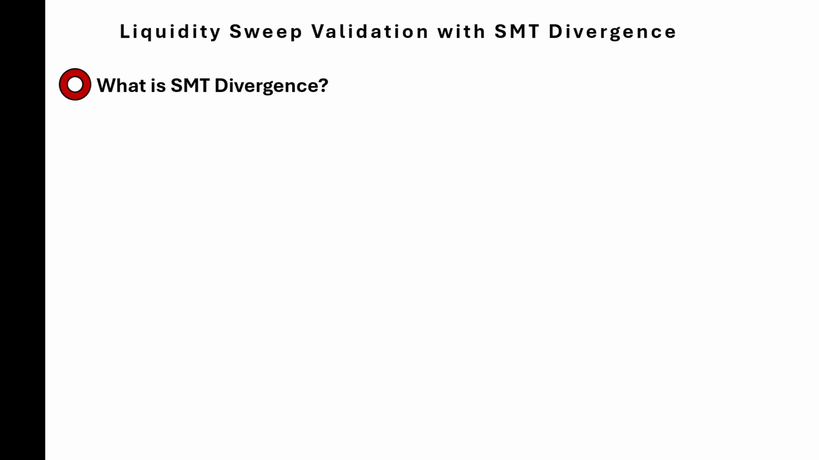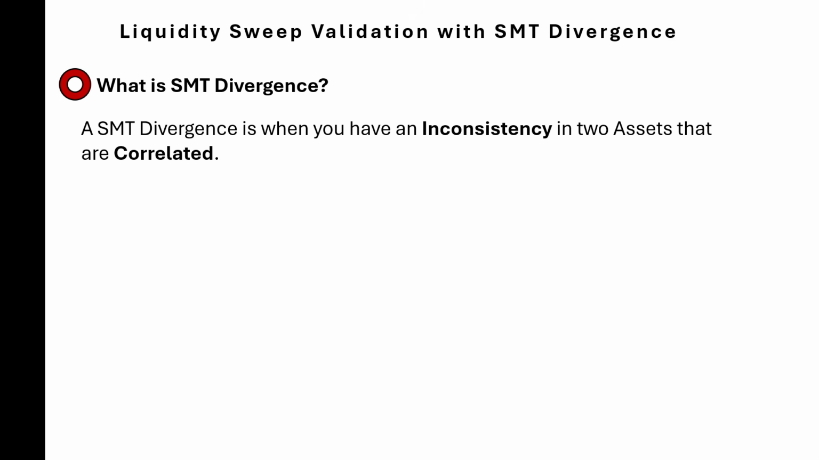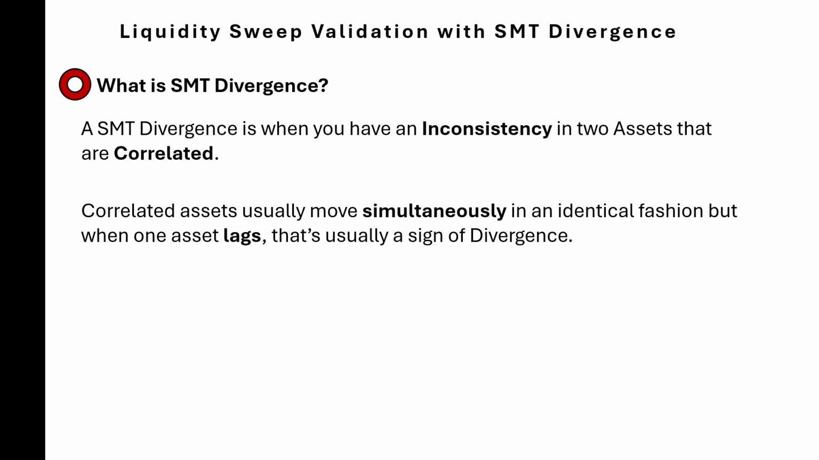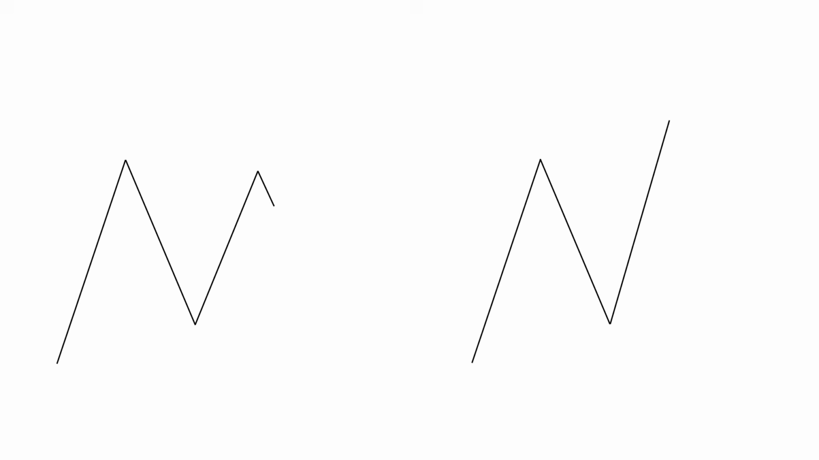So what is SMT divergence? SMT divergence is when you have an inconsistency in two assets that are correlated. Correlated assets usually move simultaneously in an identical fashion, but when one asset lags, that's usually a sign of divergence. So if you have two correlated assets and one of them makes a higher high while the other one makes a lower high, this would be divergence.